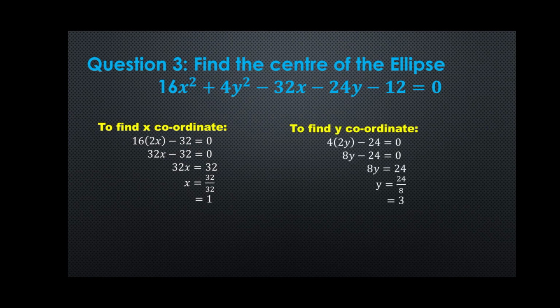Similarly, to find the y coordinate, 4y² − 24y, we get 4 into 2y − 24 = 0, which gives y = 3. Therefore, the center is (1, 3).